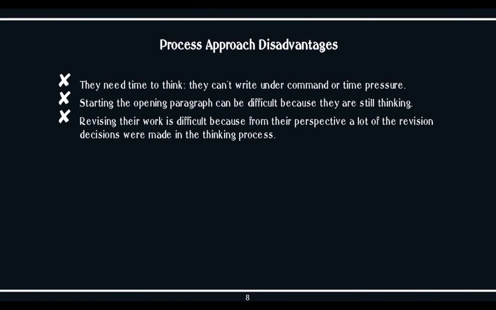Process approach disadvantages. They need time to think. They can't write under command or time pressure. Starting the opening paragraph can be difficult because they are still thinking. Revising their work is difficult because, from their perspective, a lot of the revision decisions were made in the thinking process.